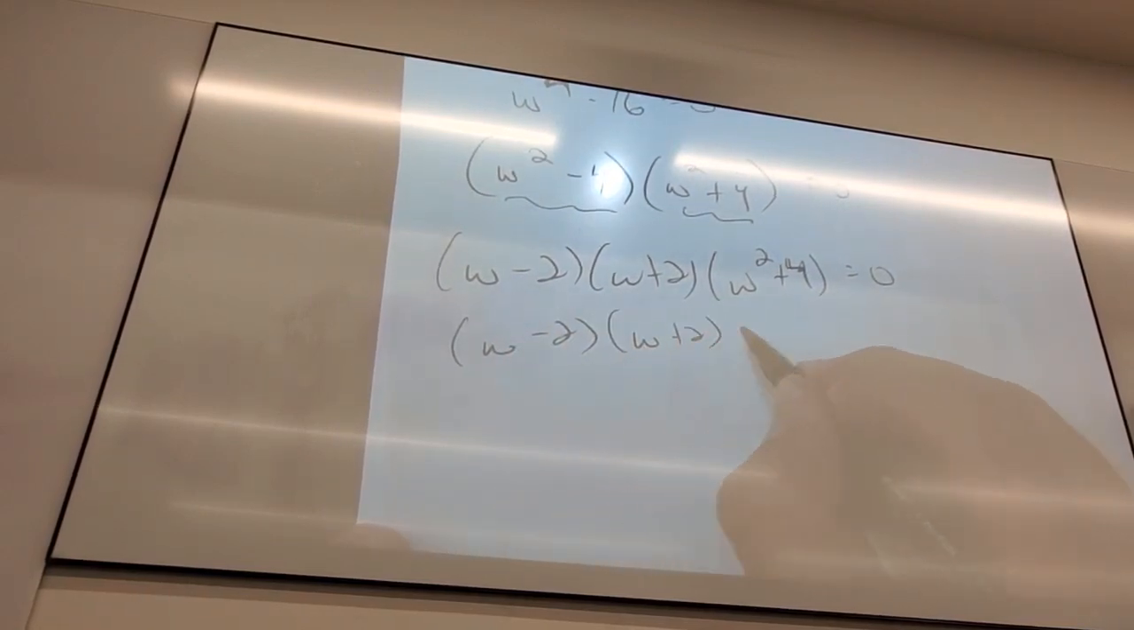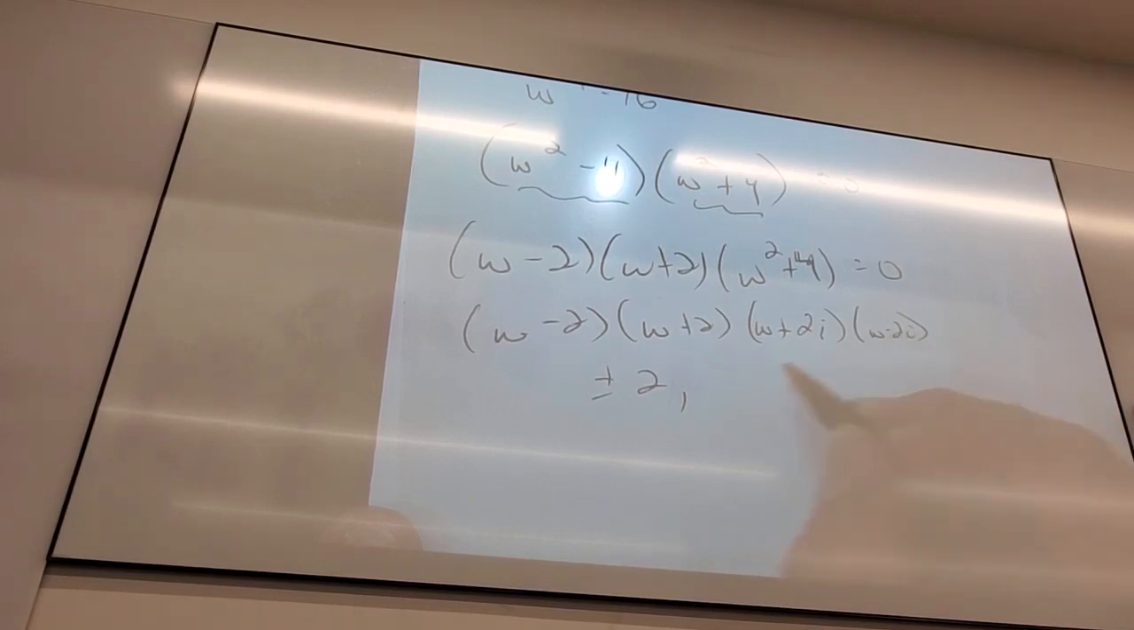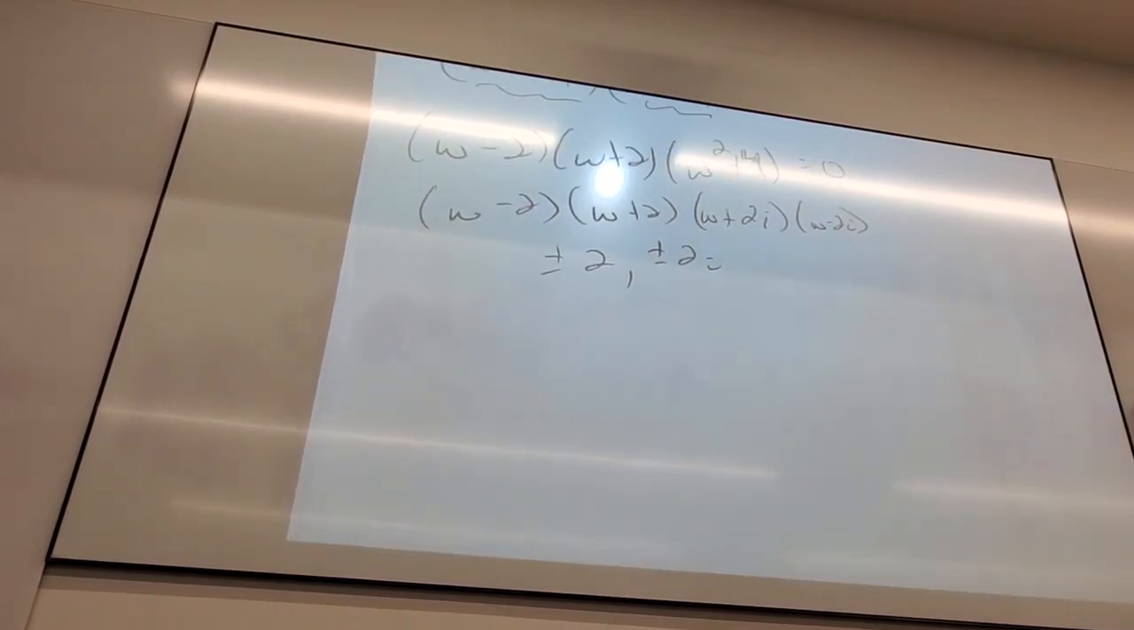Let's see if anybody remembers. How do you factor this? x plus 2i, x minus 2i. Good. So what are my 4 answers? Plus or minus 2, plus or minus 2i. Now, real quick, can you guys plot those for me in the complex plane?